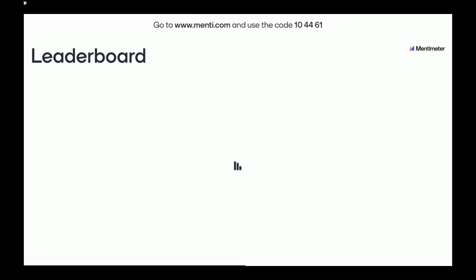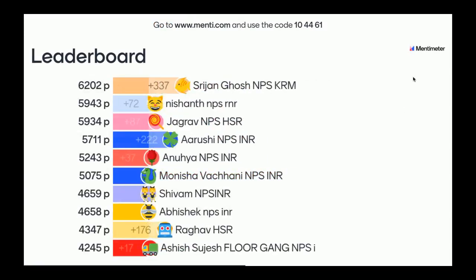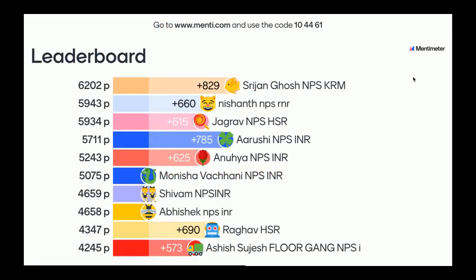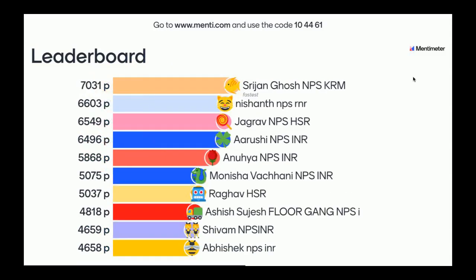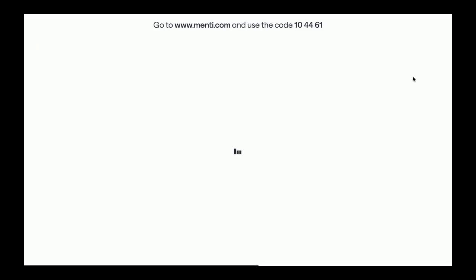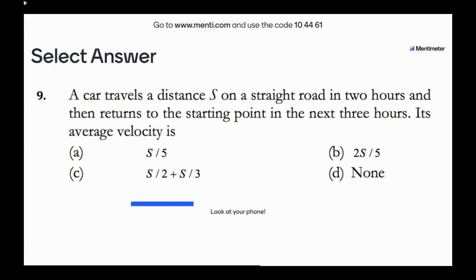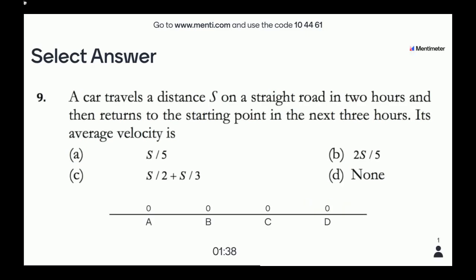Next. And before that, let's look if the leaderboard is going good. Shijan Ghosh is still leading the show. Very good, Shijan, and even responding the fastest. A beautiful lead of 400 points from the very next competitor. Very good. Relax, read and solve. Please put your microphone on mute, dear friend.